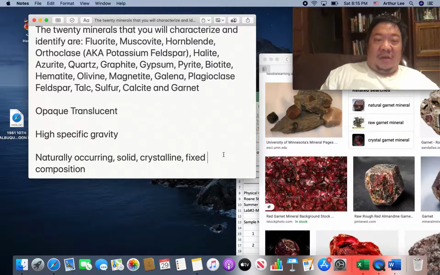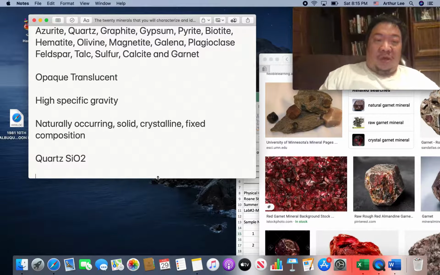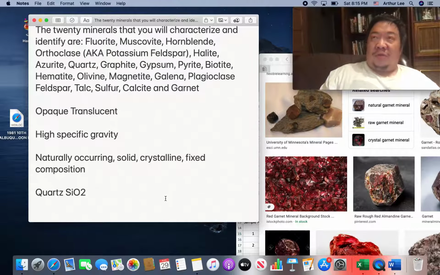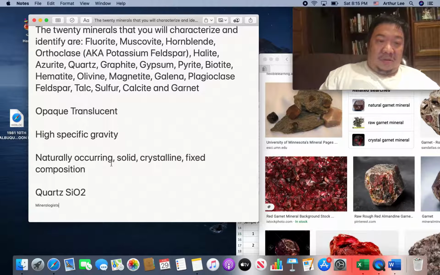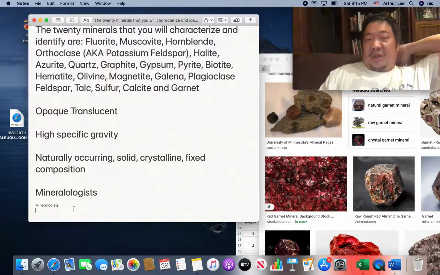Last thing I wanted to focus on here before we call it quits tonight is what people who study minerals are called: mineralogists. And what do mineralogists specialize in?